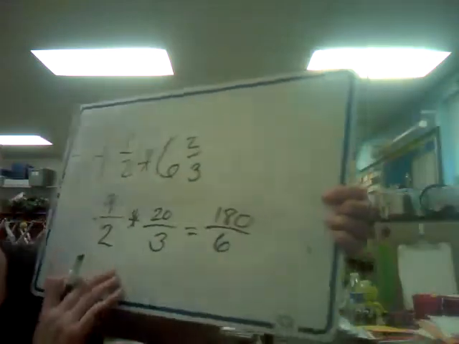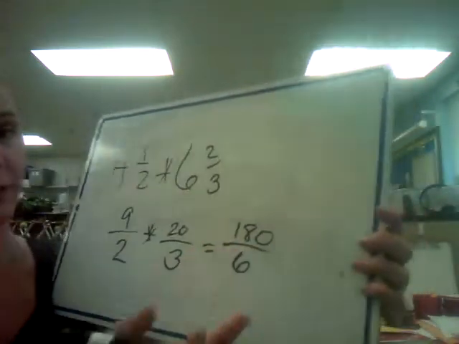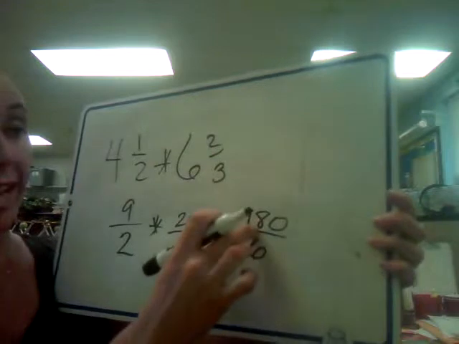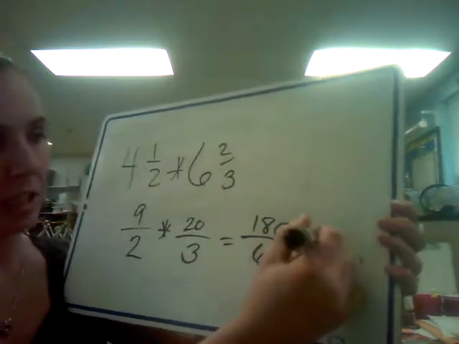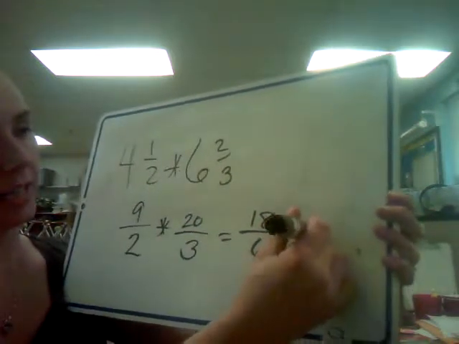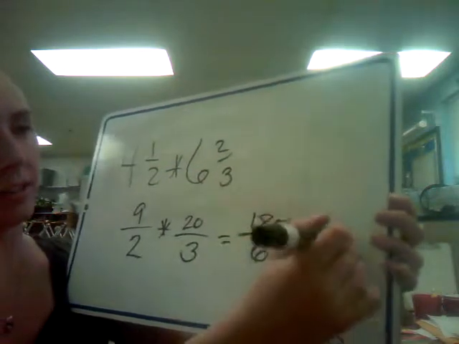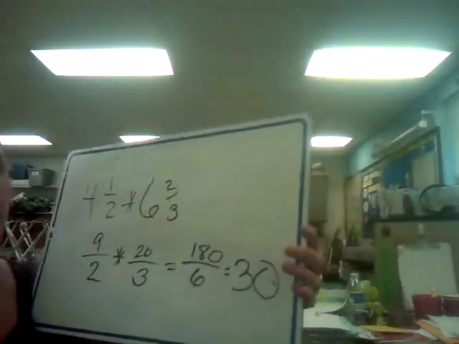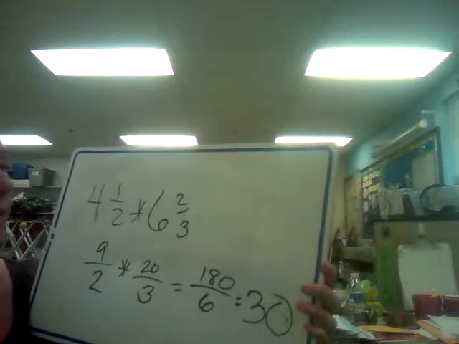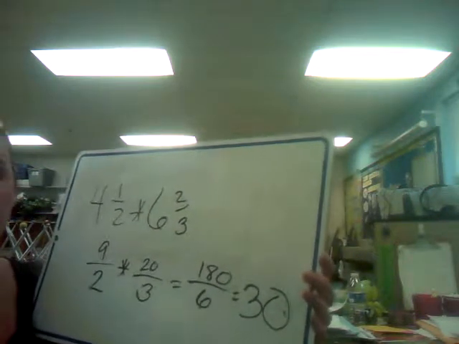This is where it's a little atrocious, except again it's not, because it ends in a 0. So how many times does 6 go into 18? 6 goes into 18 3 times. And there's a 0, so this actually comes out to be a whole number instead of a mixed number. So the answer to 4 1/2 times 6 2/3 is 30.